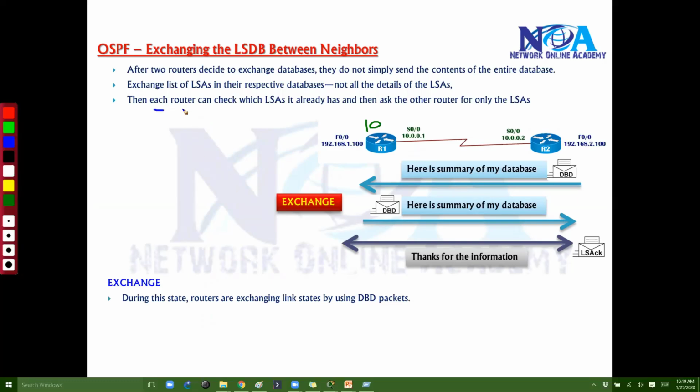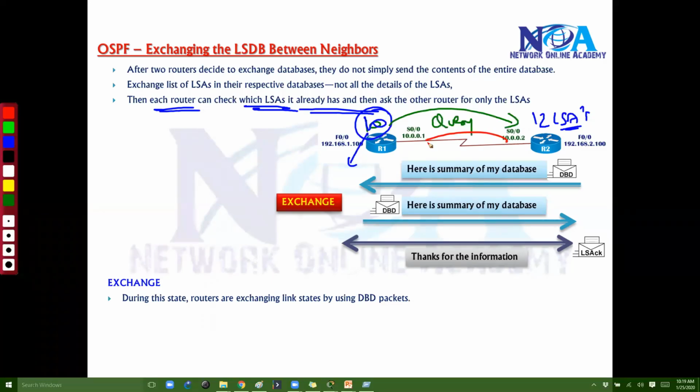Like I said here, the router is going to check which LSAs it already has, and if router 1 realizes that router 2 has 12 LSAs whereas I have received only 10, then it is going to send out a query and get those remaining 2 LSAs also. Because the condition is, if you remember, I said all the routers must have the same link state database. The database must be the same in all the OSPF routers, and that is only possible when you have the same number of LSAs.